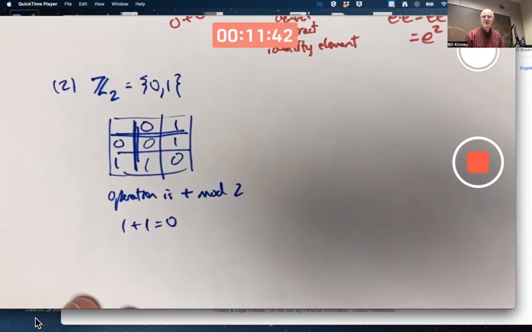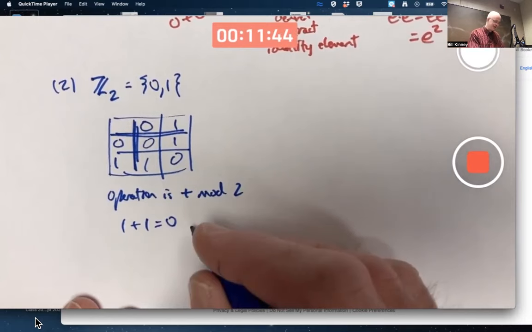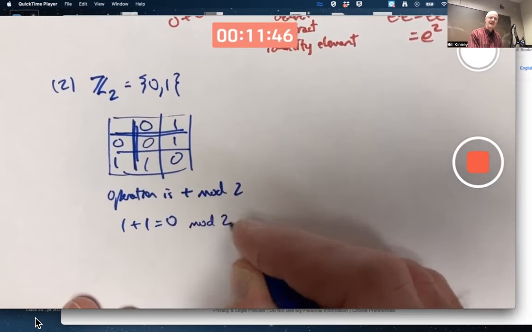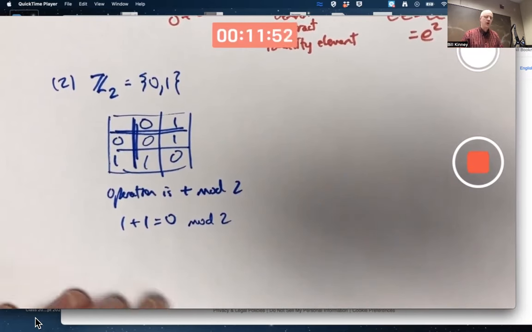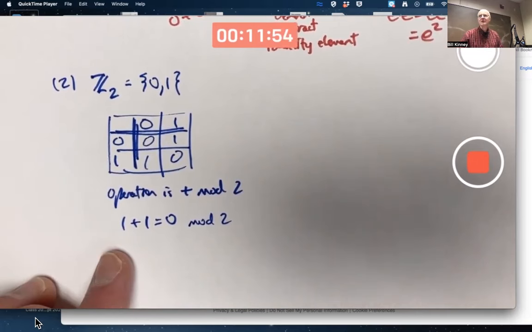Do you have to say mod 2? Well, okay, if you want to for fun, mod 2. But you really don't actually have to, as long as you understand that you are working in this group, Z2.